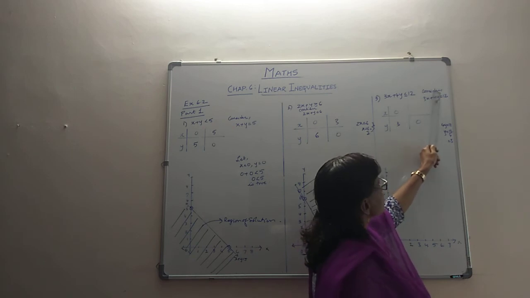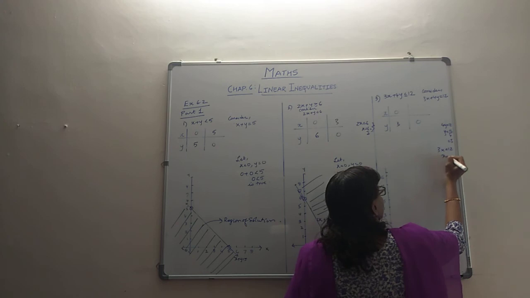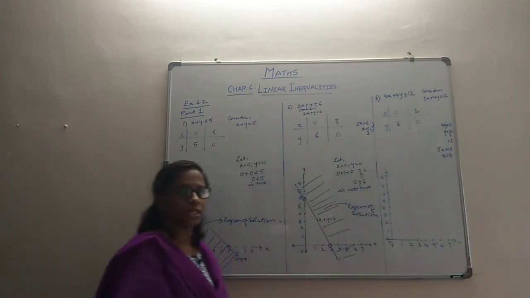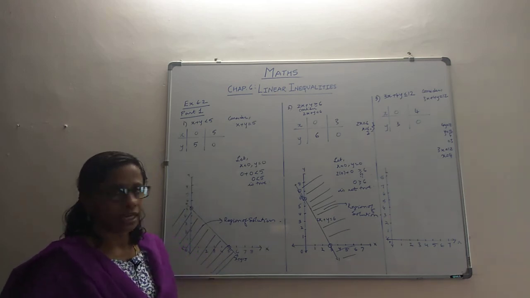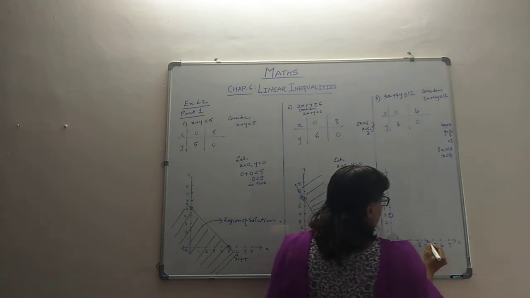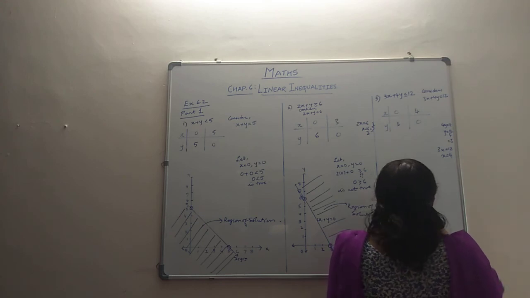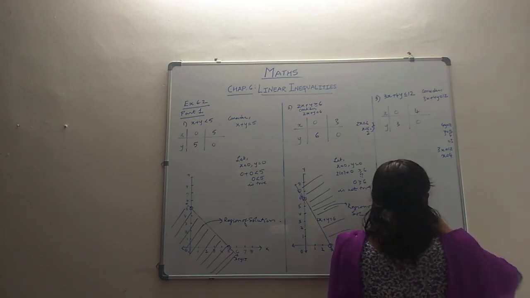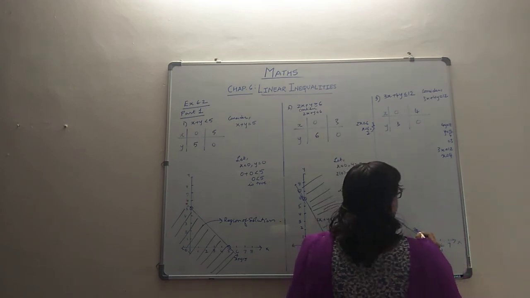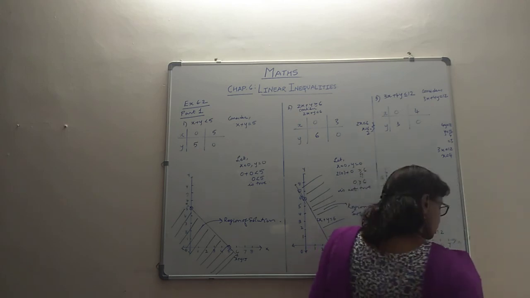Now if y is 0, then 3x equal to 12. So x is 12 by 3, which is 4. So you have these 2 points. On the basis of these 2 points, we will plot the line. The first point is 0, 3. The next point is 4, 0. On the basis of this, first we draw a line. And this is the line 3x plus 4y is equal to 12.